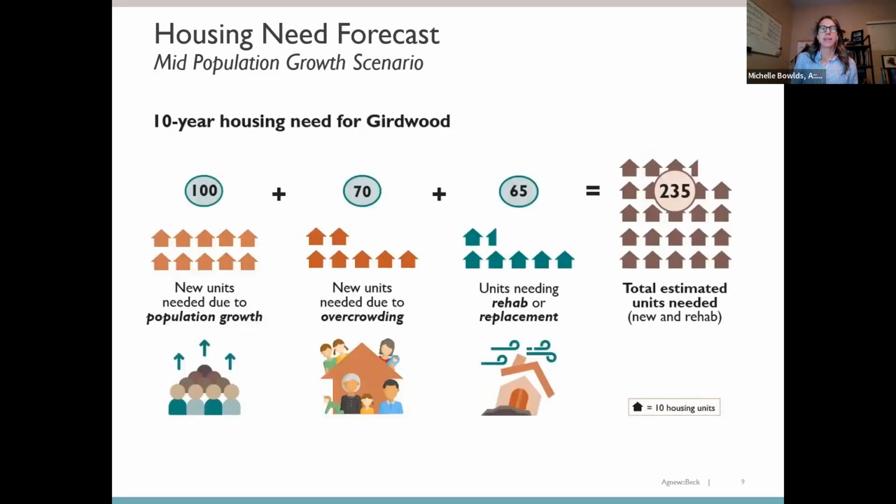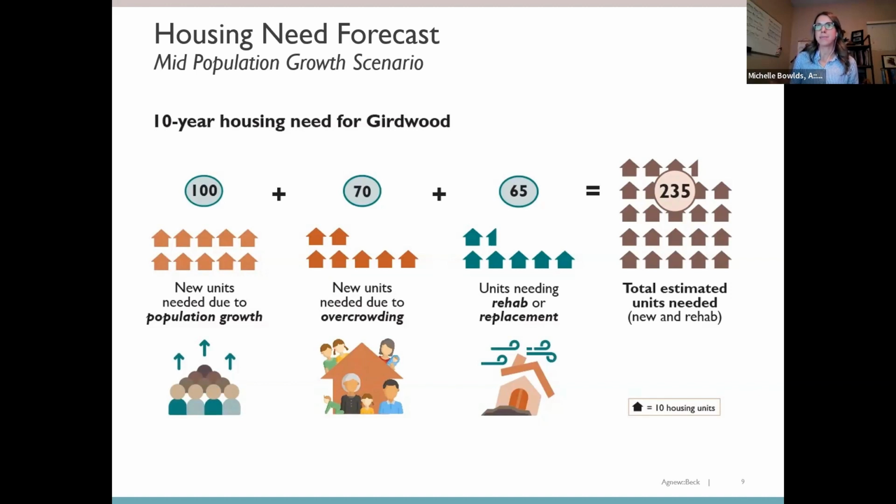So putting all those pieces together, we come up with a housing need forecast. Like I just talked about, we did 3 growth scenarios, so we ended up coming up with 3 different housing need forecasts. Just for brevity and clarity, I'm just going to cover the mid-population growth scenario in this presentation. Under that scenario, we're forecasting demand for roughly 100 new housing units due to population growth. And we're seeing a need for an additional 70 new units due to that pent-up demand in overcrowding, with an additional 65 units needed in that replacement or rehab category.